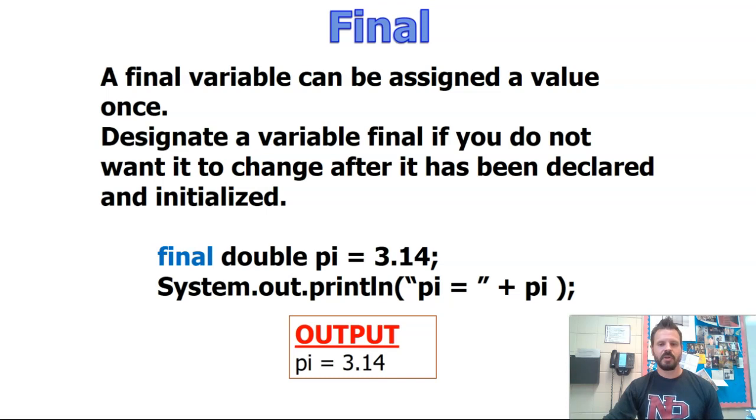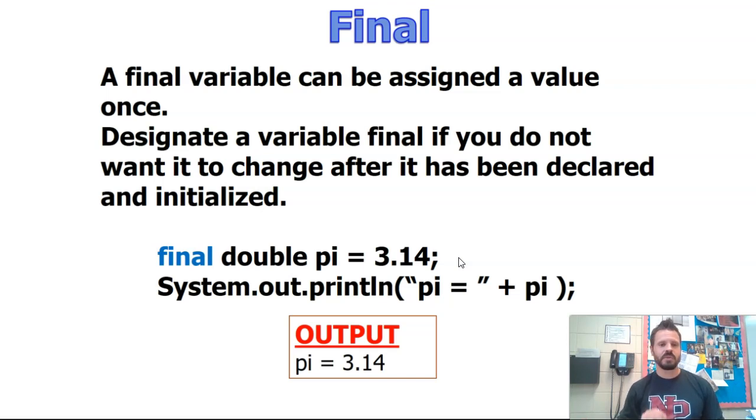Then next we'll talk about the idea of a final variable. A final variable can be assigned a value once. So for example here, I've got a double called pi that I want to be 3.14. If I put the final keyword in front of that, final double pi equals 3.14, what that's going to do is make it so my program cannot reassign that double value of pi, whether it's through user interaction or through coding.